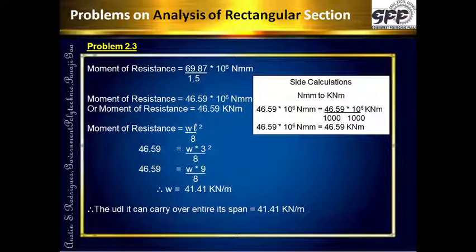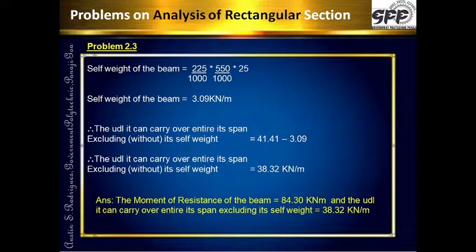We understand that the beam is of uniform cross section. It is isotropic right from the beginning till the end, from end to end. So let us do the calculation. Self weight of the beam is always calculated per meter. So that is the cross section, the width multiplied by the depth multiplied by its unit weight. The width is in mm, so we are converting it to meters by dividing by 1000. The overall depth is 550.